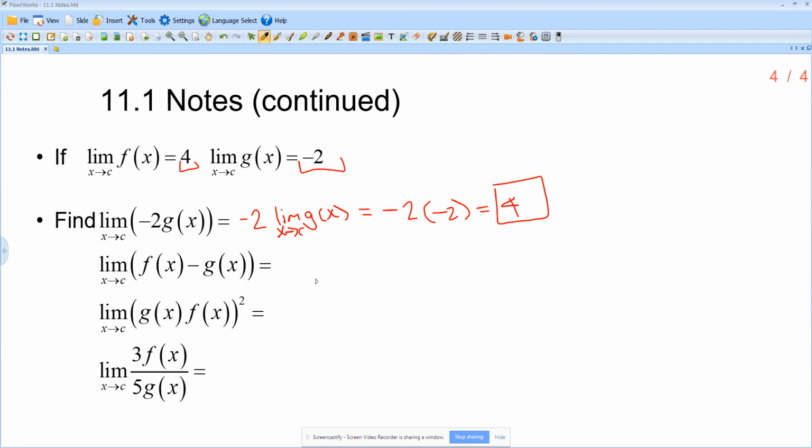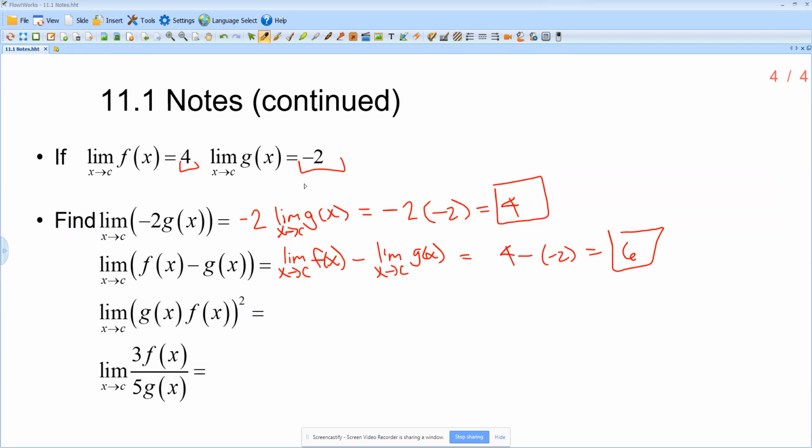The limit of the difference of these, remember, it almost looks like it's being distributed, when really all you're doing is saying, well, I can take the limits separately of each of these functions. The limit of f of x is 4. The limit of g of x is negative 2. So I get 6. The limit of g of x times f of x squared.